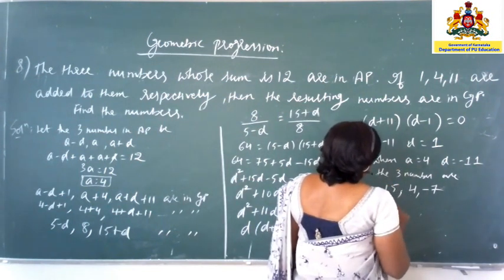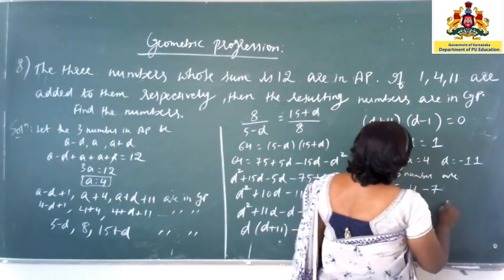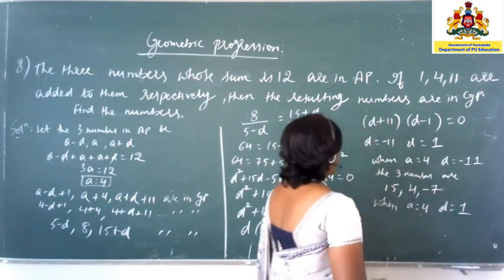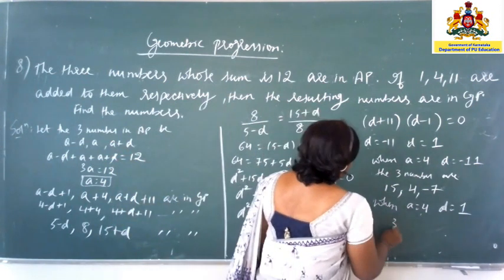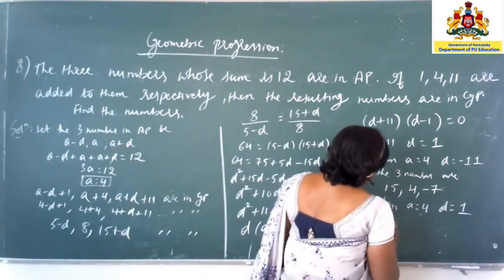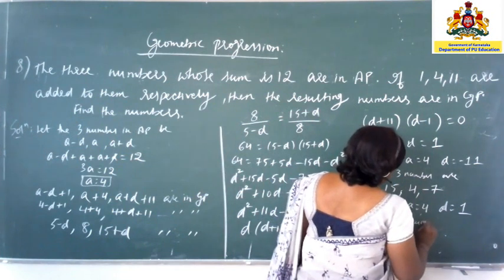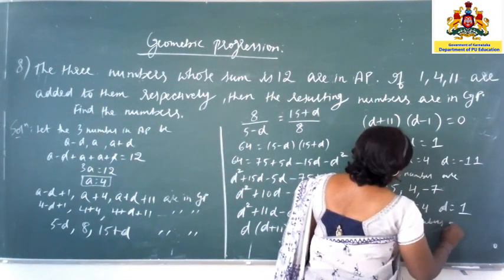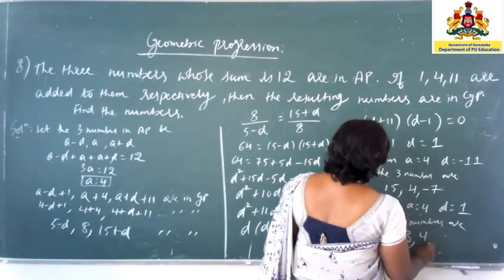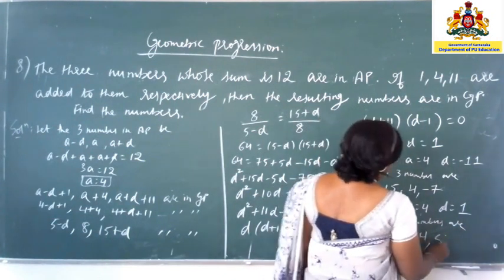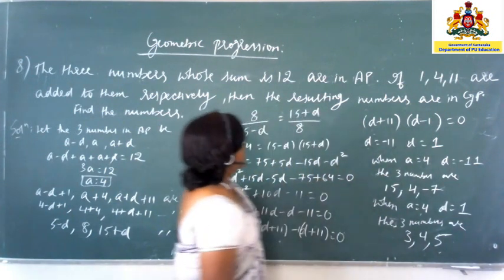When a is equal to 4, d is equal to 1. So that will be 4 minus 1, 3. The three numbers are 3, a is 4, 4 plus d, 4 plus 1, 5. So 3, 4, 5.